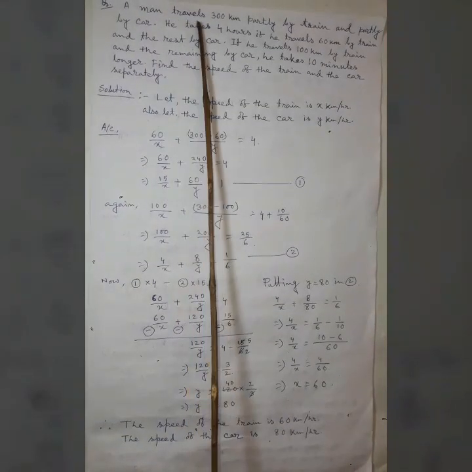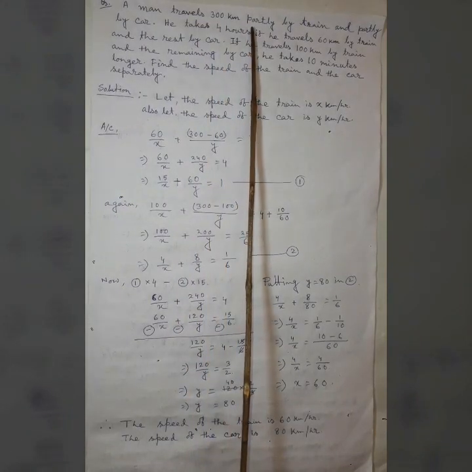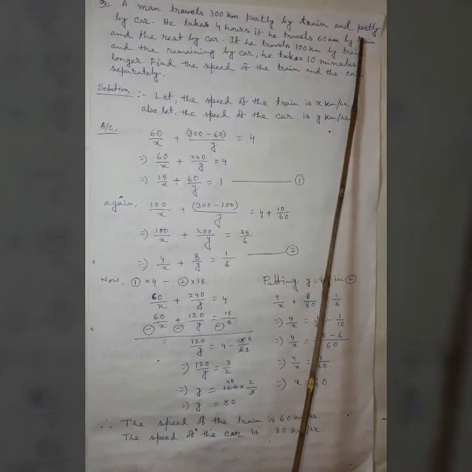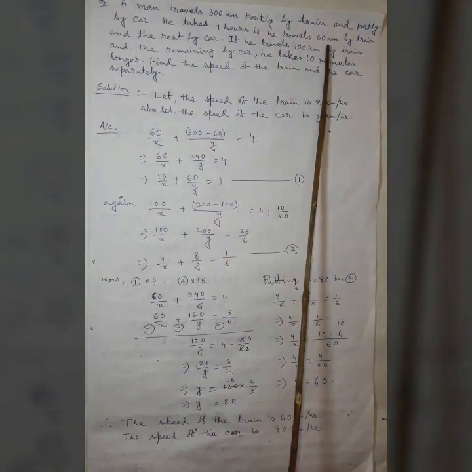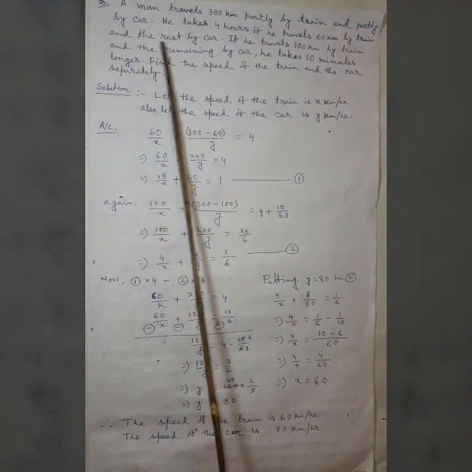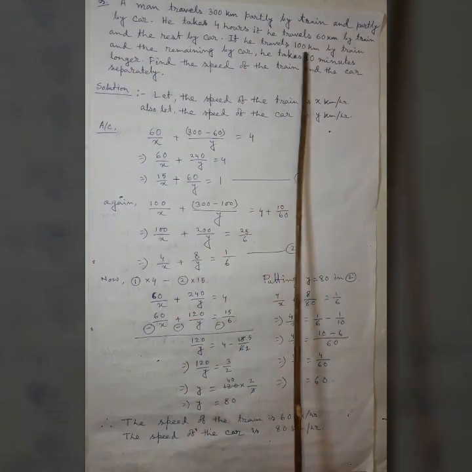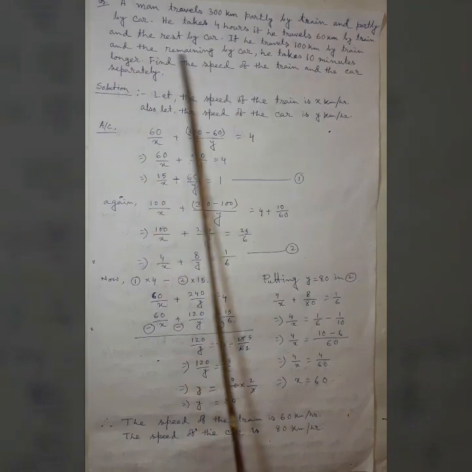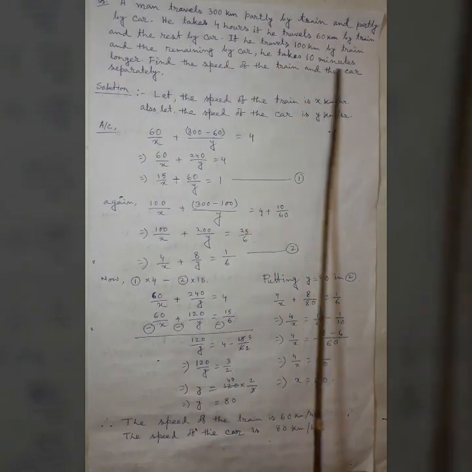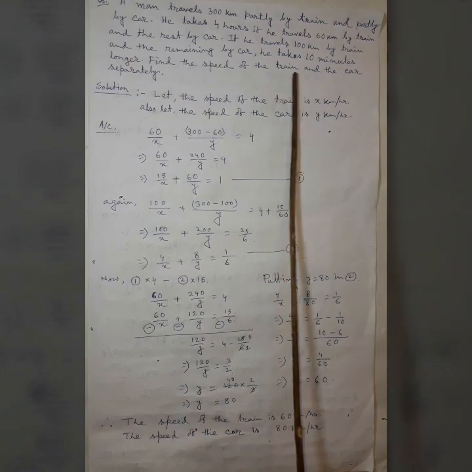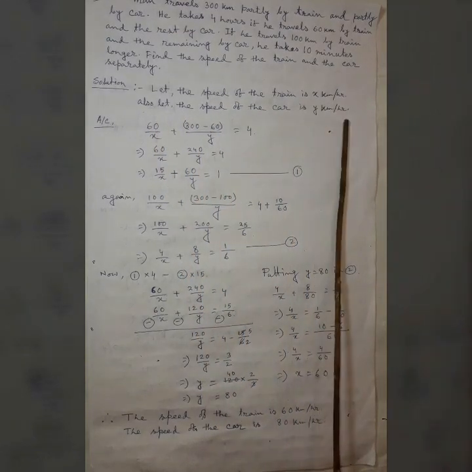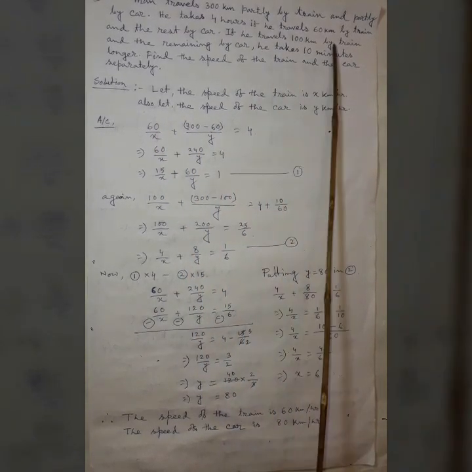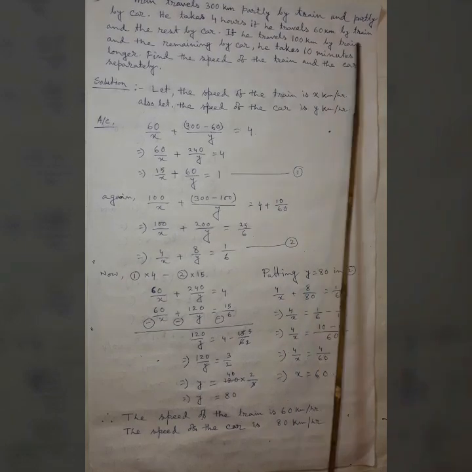A man travels 300 km partly by train and partly by car. He takes 4 hours if he travels 60 km by train and the rest by car. If he travels 100 km by train and the remaining by car, he takes 10 minutes longer. Find the speed of the train and the car separately. So let the speed of the train be x km per hour and the speed of the car be y km per hour.